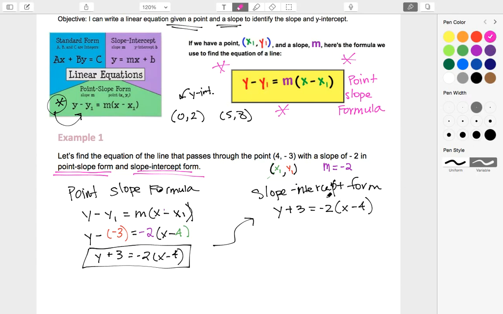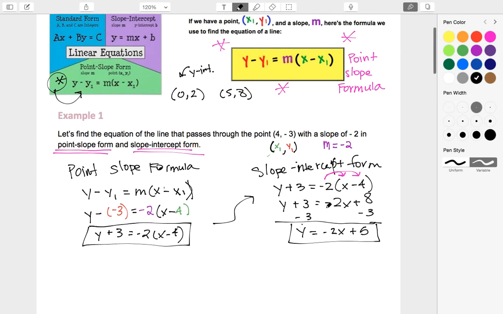And what we can do next is distribute the -2, and we'll get y plus 3 equals -2x, -2 times -4 is +8. Subtract 3 on both sides to isolate the y variable. We'll get y equals -2x plus 5. And this is essentially the same line. If we were to graph these, it would give us the same exact line, except that the form is different in terms of the equation, right? This is the point slope form, and here's the slope intercept form, okay?